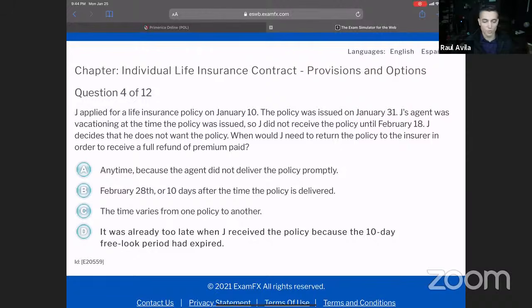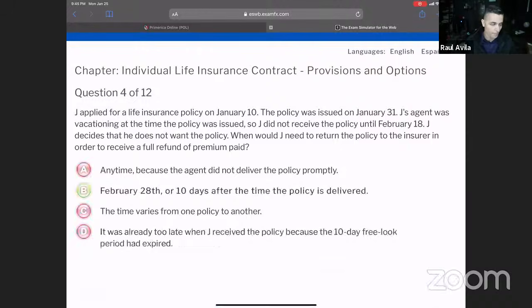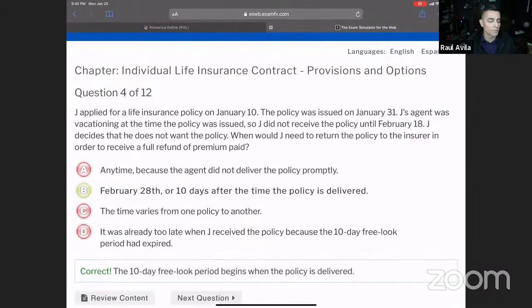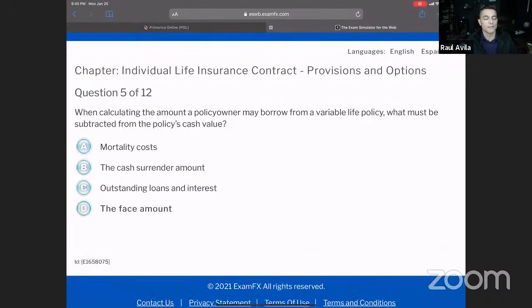Okay, let's go. Anybody else? 4B. Okay, let's go with B. You guys are ganging up on me. The 10-day free look period begins when the policy is delivered. Yes. Good job, champions. February 28th, or 10 days after the time the policy is delivered. Ooh, yeah, that sounds right now. All right, good job, guys. Keep on going. Let's go, we got 15 minutes left.